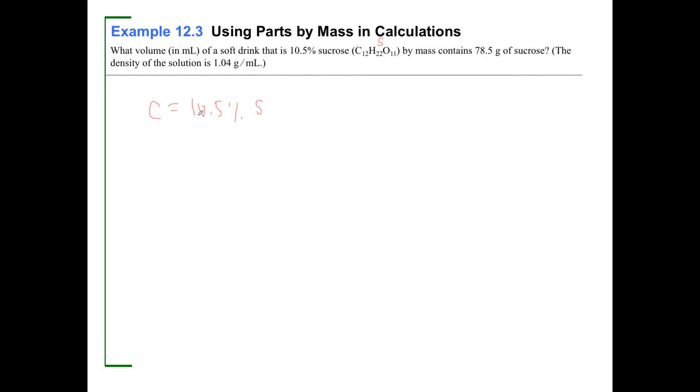Okay, so the first thing I'm going to do is I'm going to take this number and I'm going to define it. It's 10.5, and this is percent by mass. Okay, so it's 10.5 grams of sucrose per 100 grams of what? Soft drink, right?